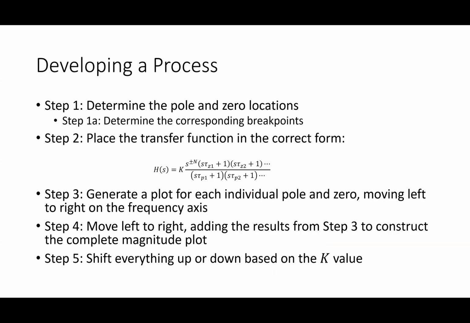Okay. All right. So this was my process, right? I'm not sure if iBooks looks at it this way or not, but this is the way I do it. So basically, figure out the pole and zero locations. Those are always going to be negative or 0. All right.